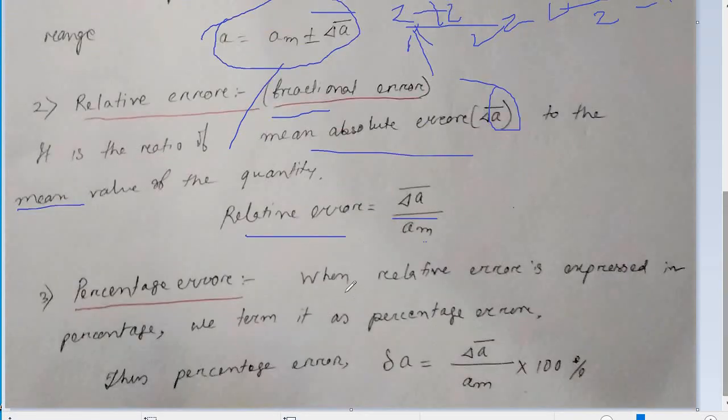And next one is percentage error. A percentage error is nothing but the relative error expressed in percentage. So when you have to find the percentage error, you always remember that you have to find the relative error and just multiply it by 100%. It is as simple as that.